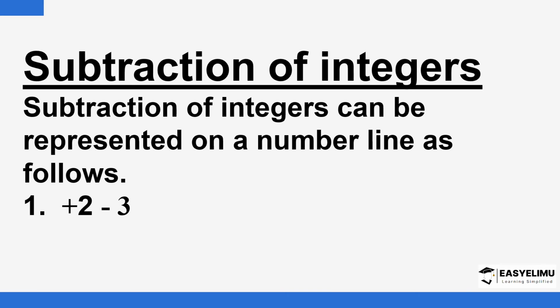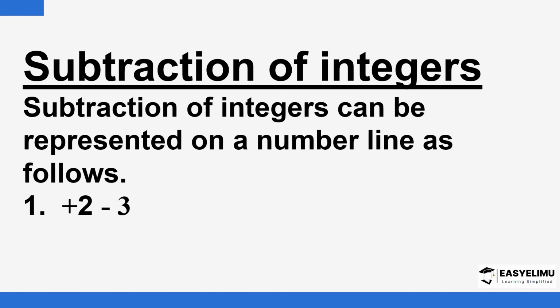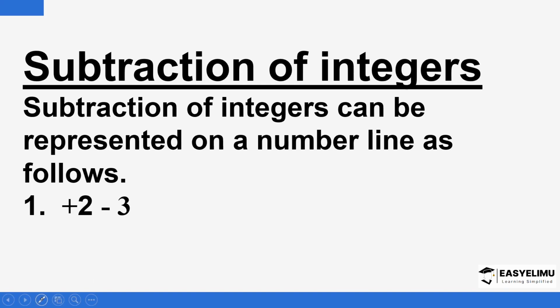So we have our first example on subtraction of integers, and the first note we would want to highlight is that subtraction of integers can be represented on a number line as follows. So we want to see how that can be done. So how to do it? Number one, when you get such a question, you have to start by drawing a number line. In our previous lesson we discussed drawing a number line.